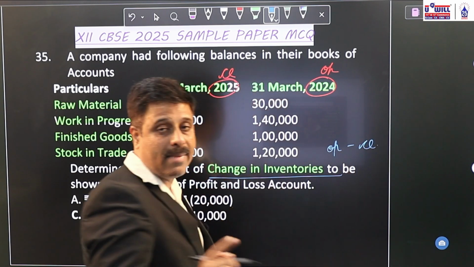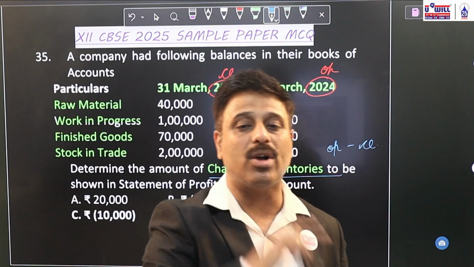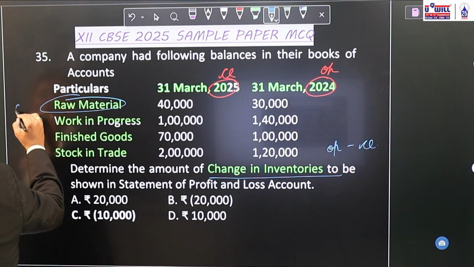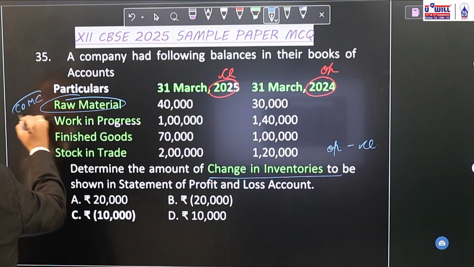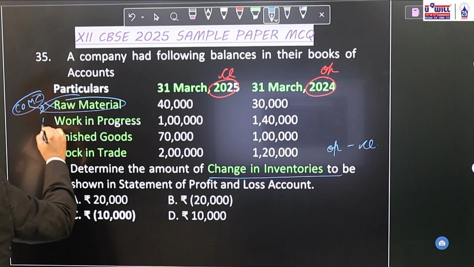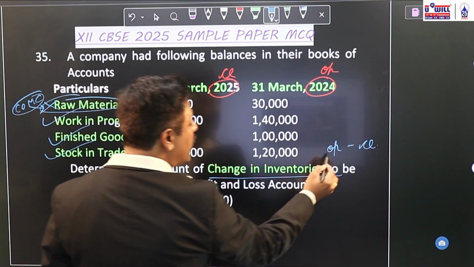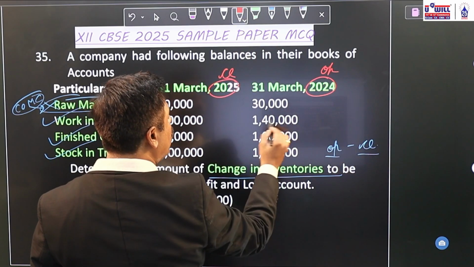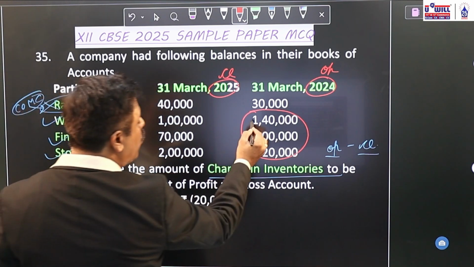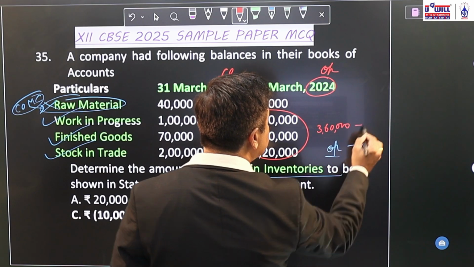But opening minus closing stock of what? Only work in progress, finished goods and stock in trade. Because raw material is a part of change in cost of material consumed. It is not a part of change in inventory. So this is not to be included. Work in progress, finished goods and stock in trade is a part of change in inventories. Let us find out opening minus closing. What is the total amount of opening, work in progress, finished goods and stock in trade? 1 lakh, 2 lakh, 3 lakh, 3 lakh 60,000 minus, okay, this amount.